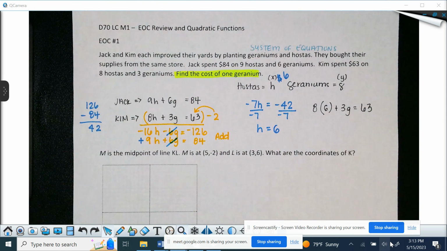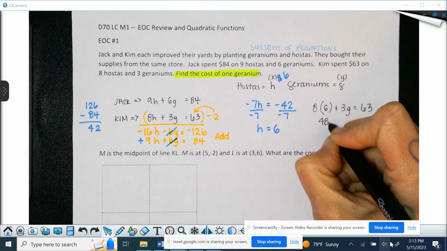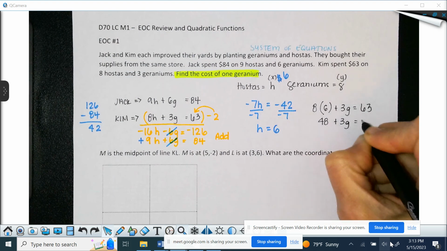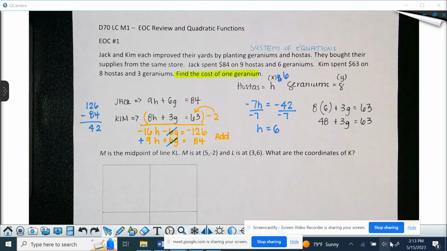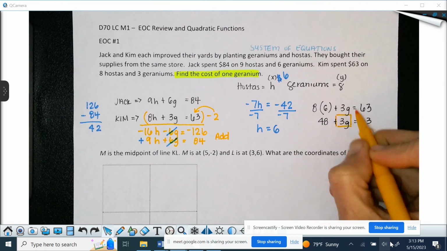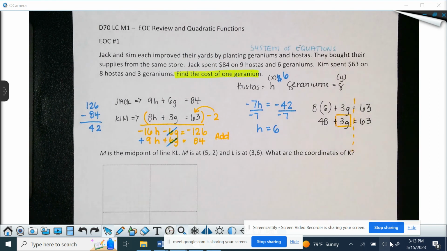Good, 48 plus 3G equals 63. We're going to solve for this 3G. Line of great divide. What are we going to move first? It's inside the box, so we want to work outside the box first. You're looking at the right side, though. But we're going to move that 48. It's positive, so how are we going to move it?